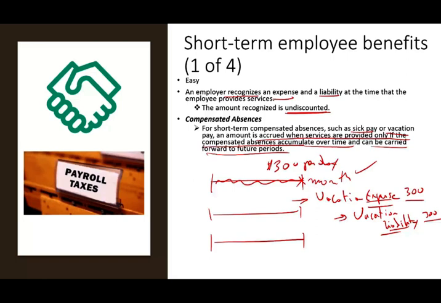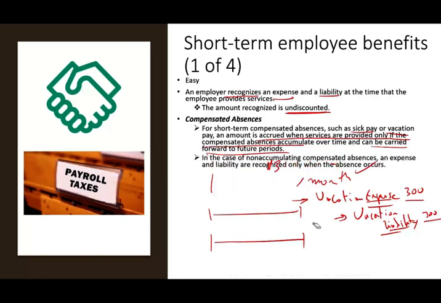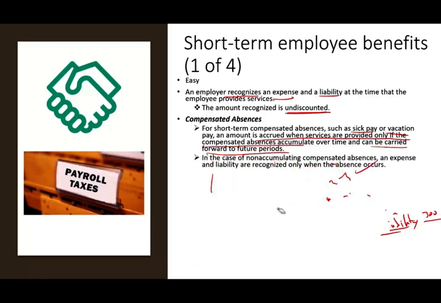It means they have to pay you whether you take them or not, and they can be carried for future period. In case the vacation pay is not accumulating absences, an expense and liability are recognized when the absence occurs. Let's assume they don't accumulate. Simply put, once you take vacation, we would record that expense as a vacation. Okay, that's for compensated absences.